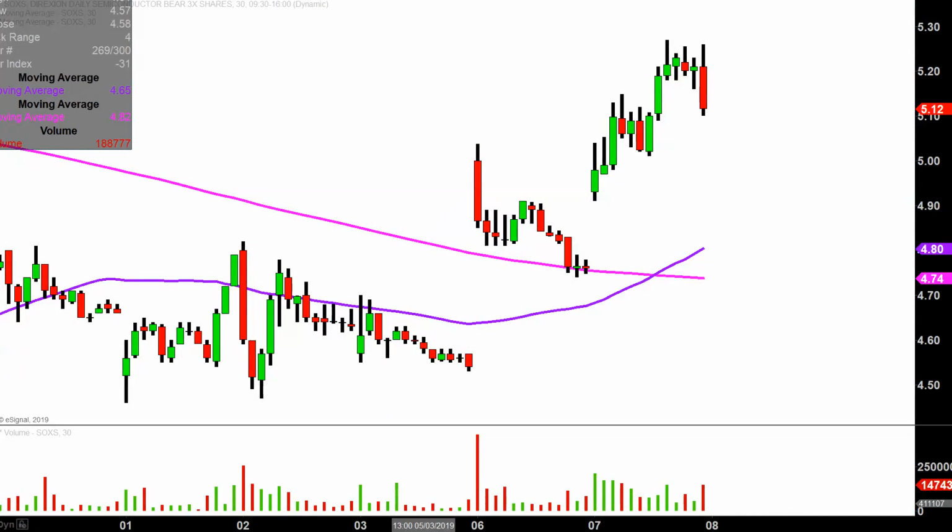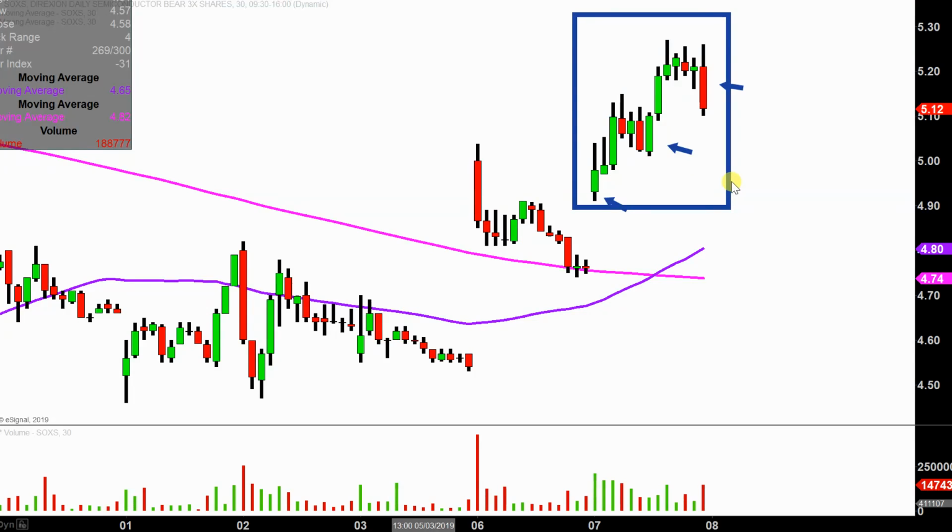Real quick, what do I mean by 30-minute in case maybe you're new to charts? Instead of each one of these candlesticks here representing one day's worth of price action, which is what you would normally see, each one represents 30 minutes. So all this here may look like several days worth of time. It's actually today's price action broken down into 30-minute time slices.